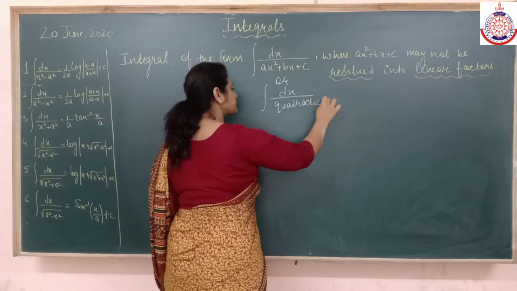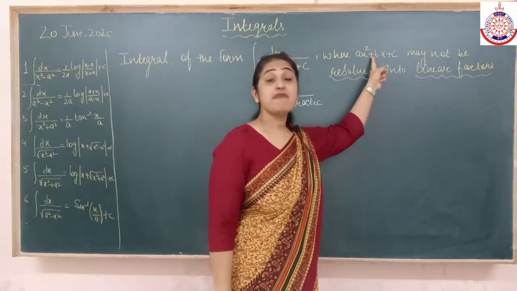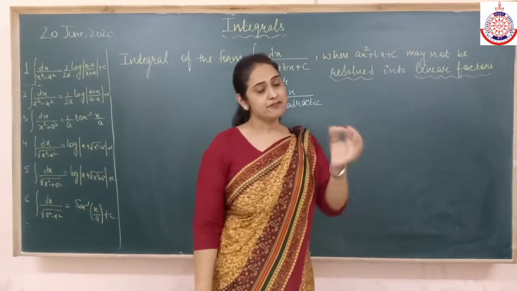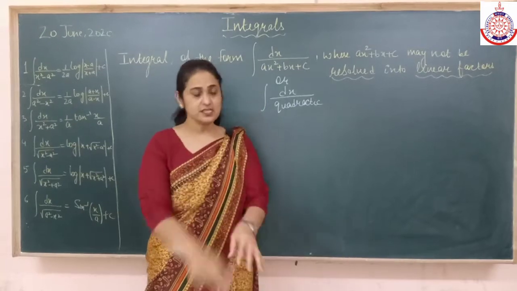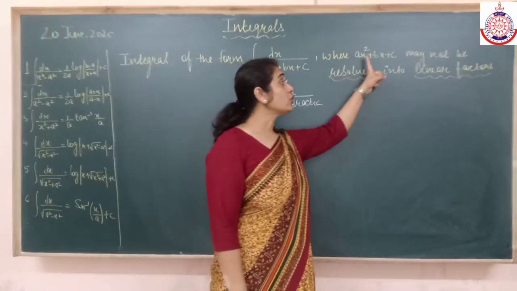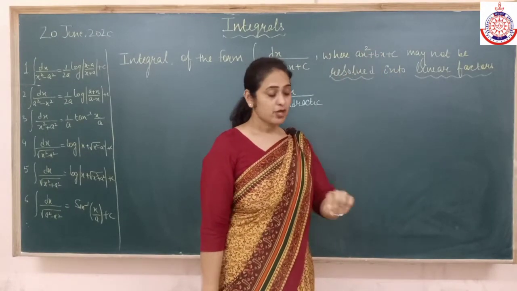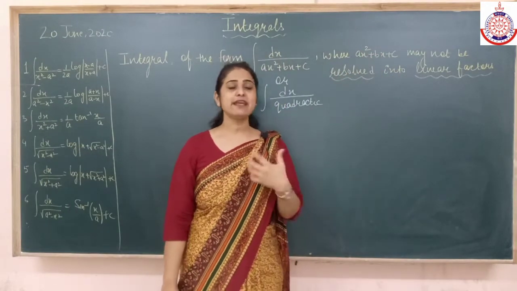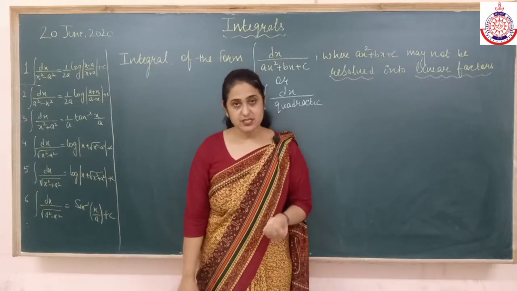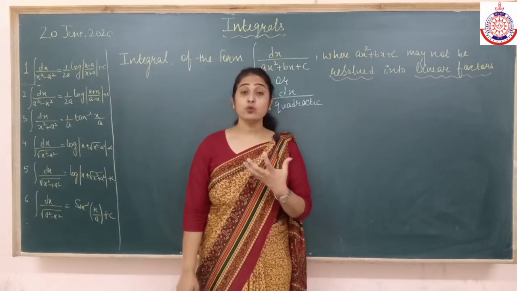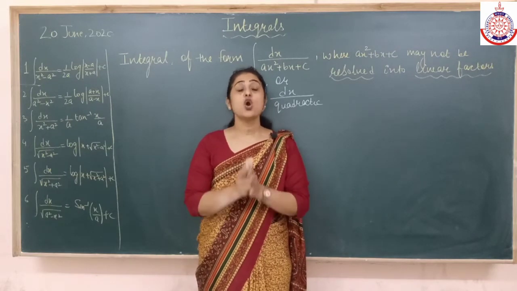Where this quadratic cannot be factorized in linear factors. Definitely you know how to factorize a quadratic. It splits into the linear factors. If we are not able to factorize it, then what to do? Because if we are able to factorize it, then there will be a next topic, that is integration by partial fractions. So if we are not able to make linear factors, what to do?